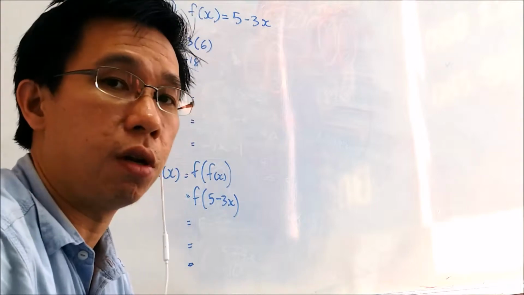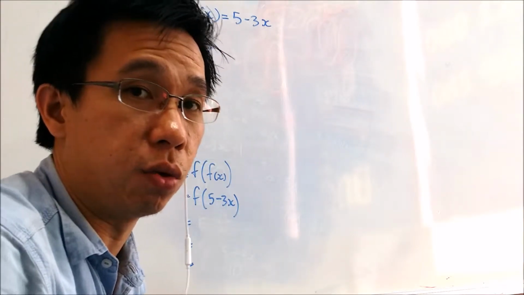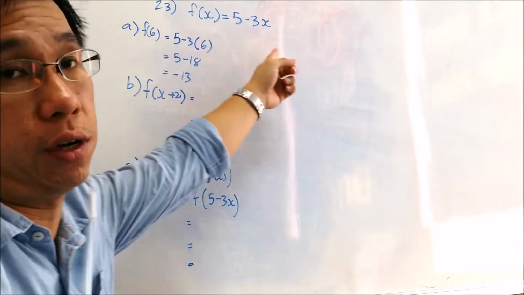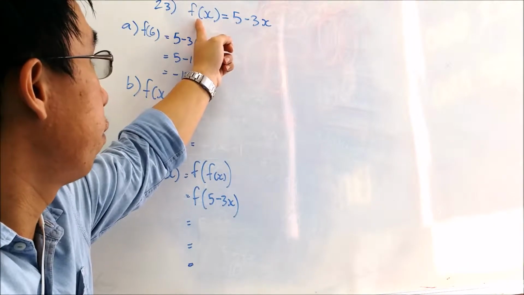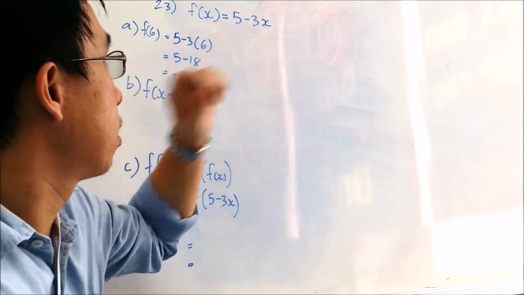Let's do the last question of this paper, the IGCSE Maths, May-June 2015. The last question, number 23, is about function. As you can see, the function f(x) equals 5 minus 3x.